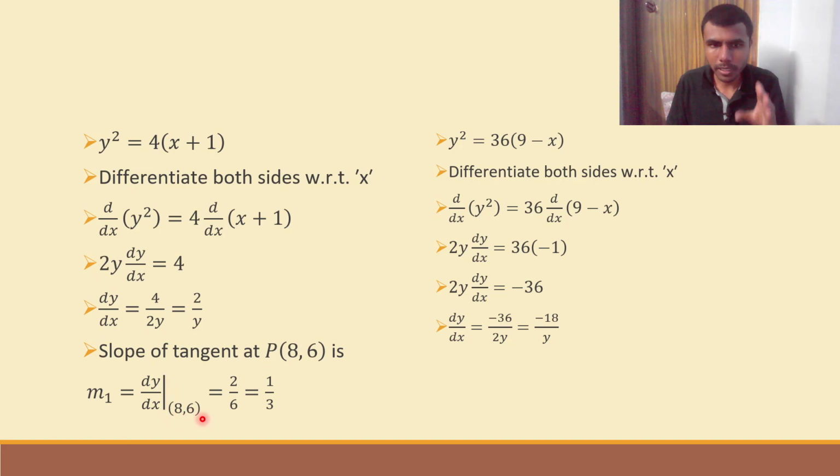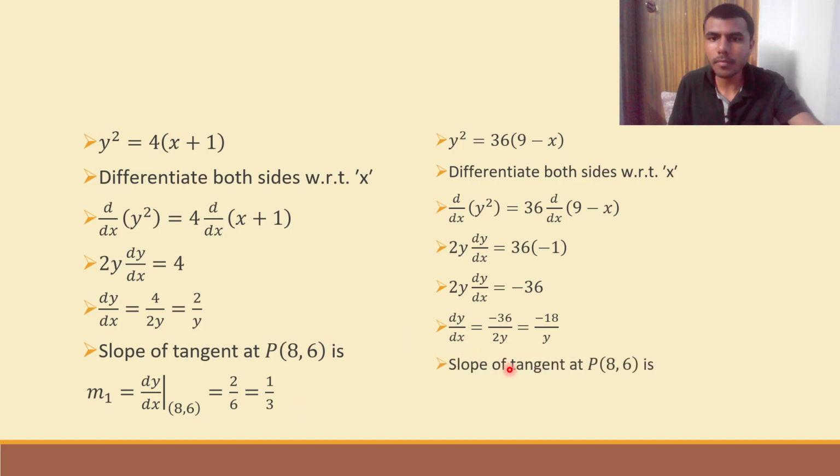Now dy by dx at (8, 6). Our point is (8, 6). What is our dy by dx? Dy by dx is 2 by y. That means what is my point? x is 8, y is 6. Here there is no x, so just put y as 6. So 2 by 6, which is 1 by 3. M1 is 1 by 3.